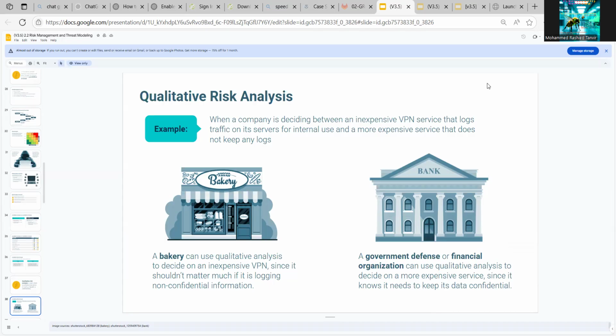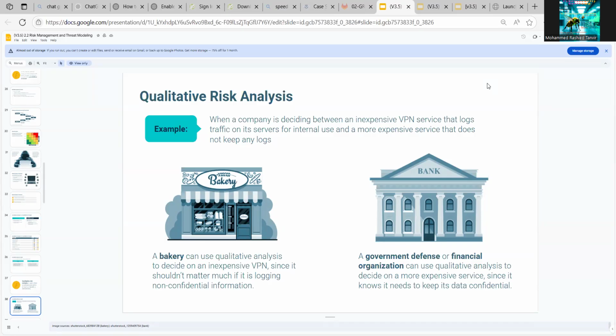Take this qualitative risk analysis and apply it to a bakery. What can we do? A bakery can use qualitative analysis to decide on an inexpensive VPN, since it shouldn't matter much if it is logging non-confidential information. A government, defense, or financial organization can use qualitative analysis to decide on a more expensive service, since it needs to keep its data confidential.